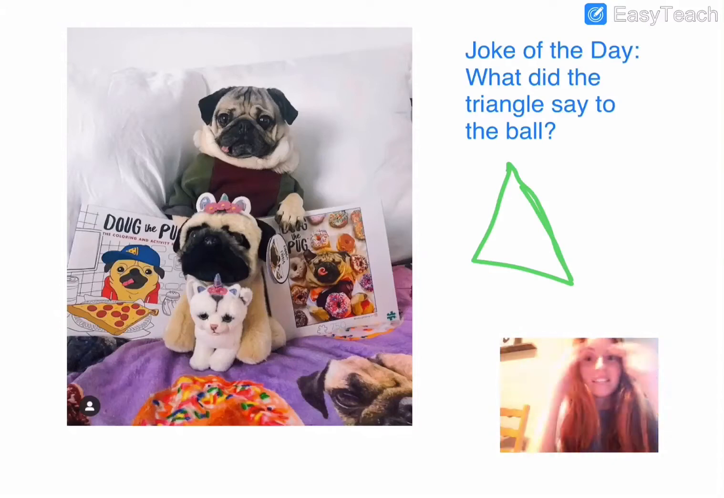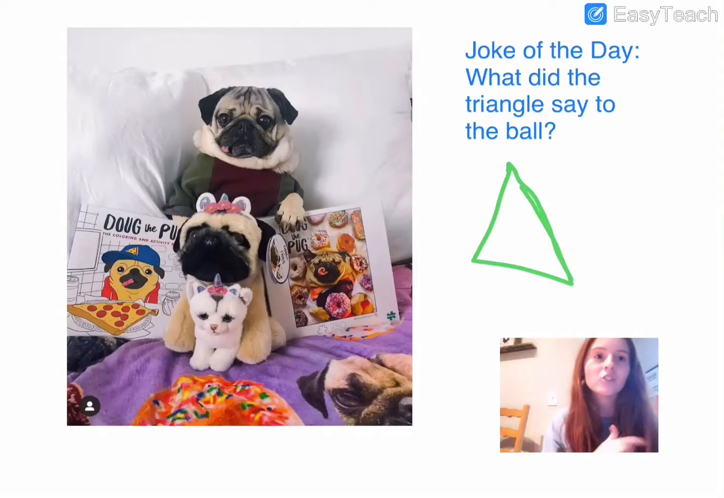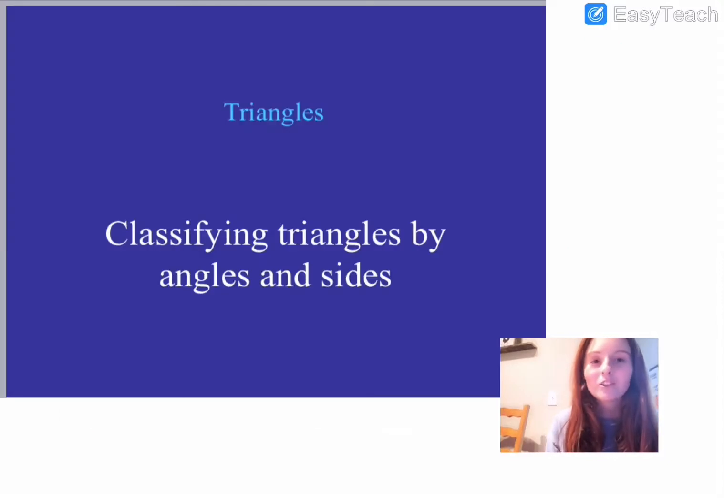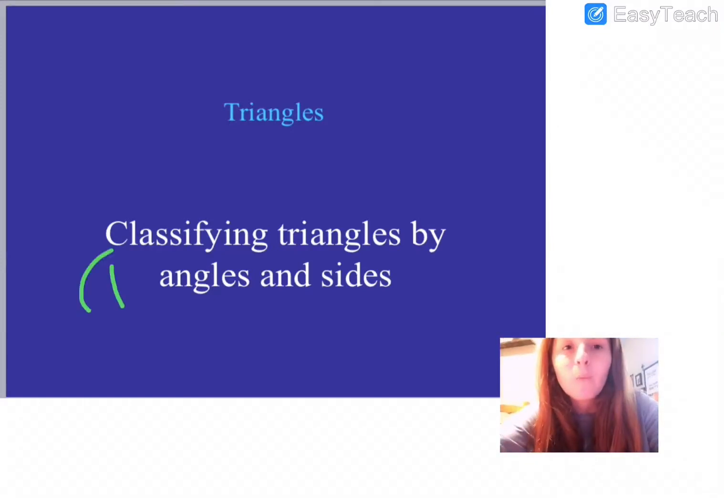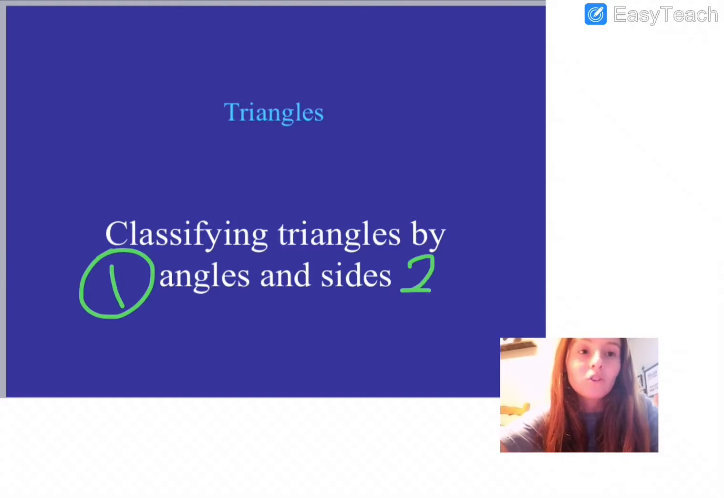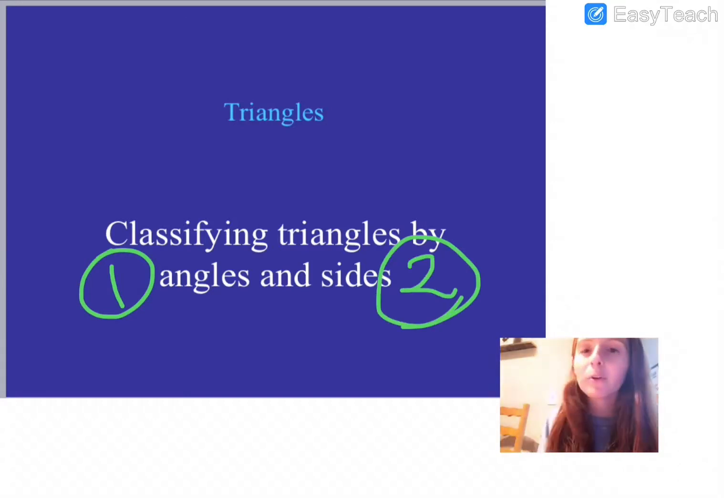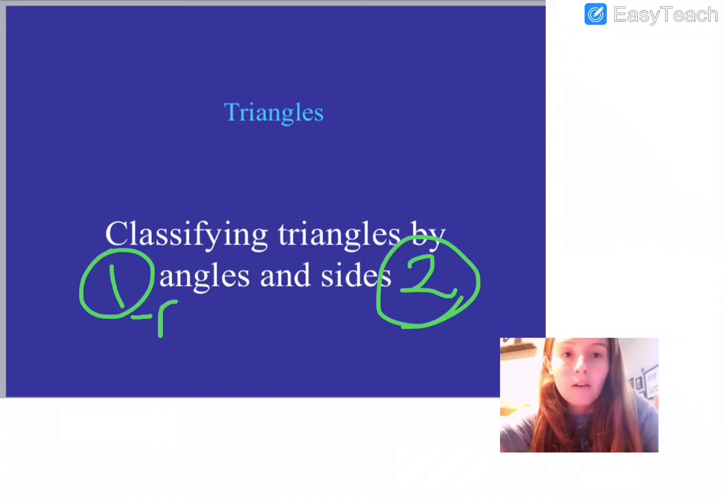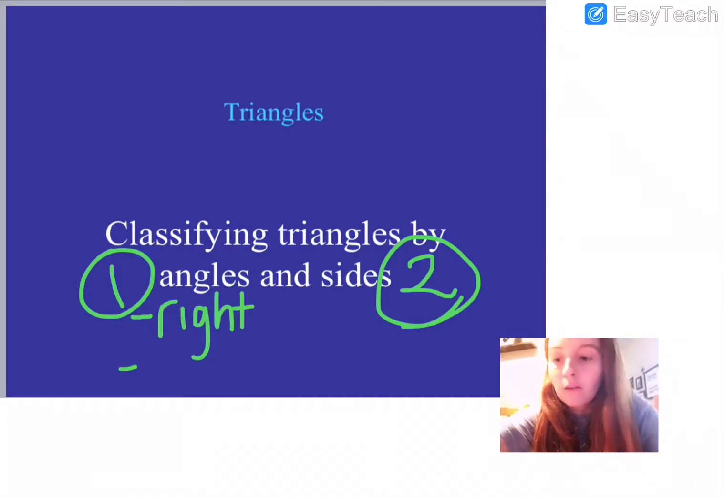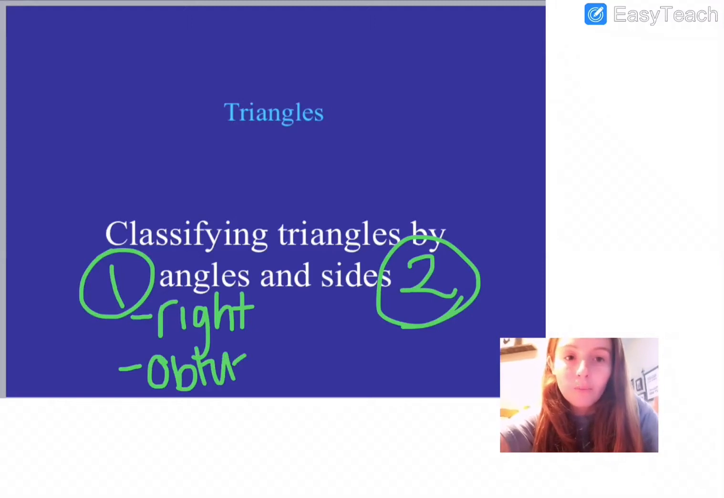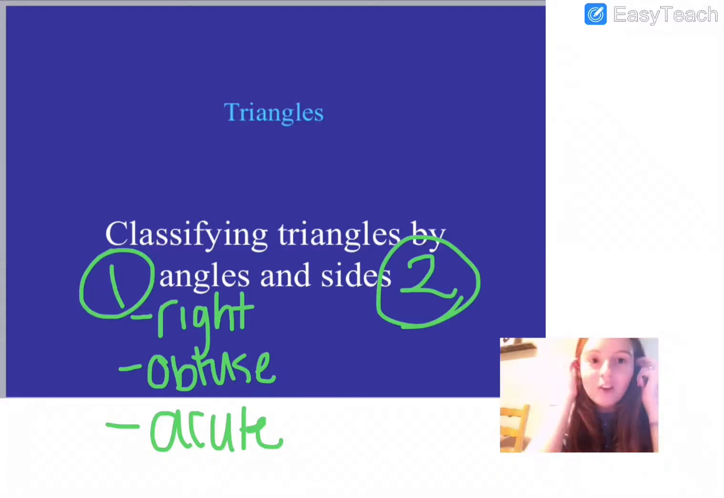You might be able to guess that today we're actually going to be talking all about triangles and how we can classify them, how we can tell them apart. So let's jump right into it. There are two ways that you can classify a triangle. You can either classify a triangle by one, its angles, or two, its sides. Whenever you're classifying it by its angles, you're going to use these different terms. It might either be a right triangle, an obtuse triangle, or an acute triangle. Hopefully those sound familiar because we've talked about those angles before.